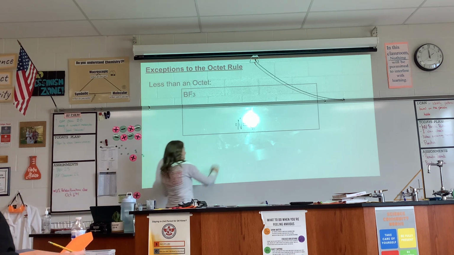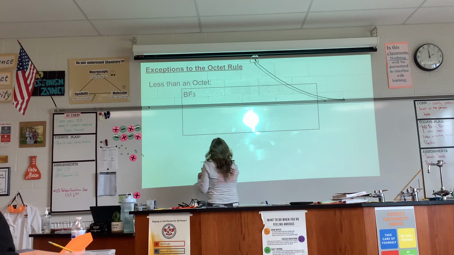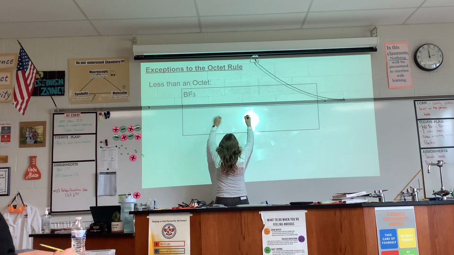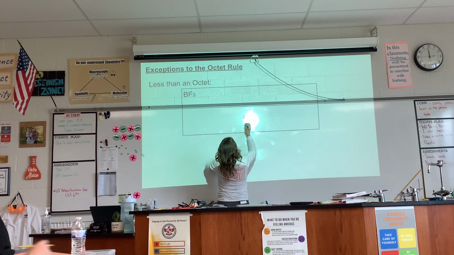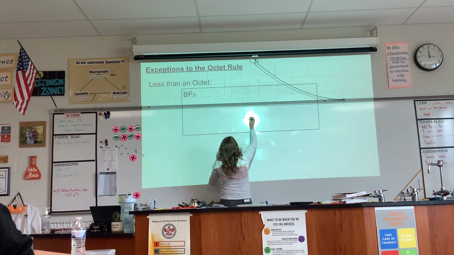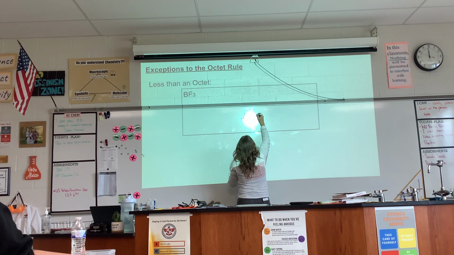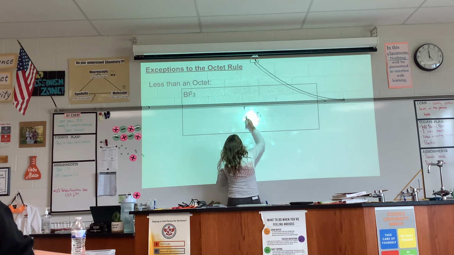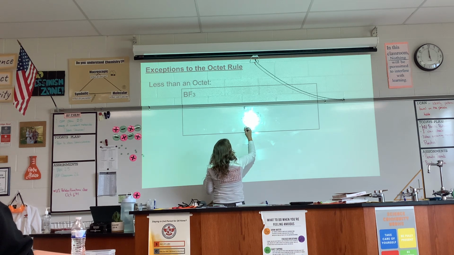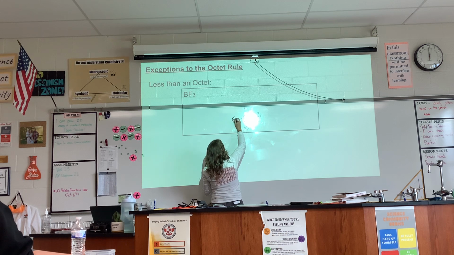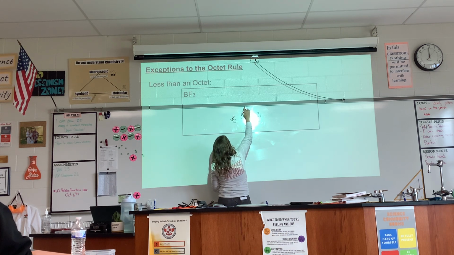Okay, here's another example where it just doesn't get an octet, but you'll see this one even works out, it just kind of ends. So boron, how many does it come to the party with? 3. So 1, 2, 3. Fluorine comes with 7. Let's put my dot below. 1, 2, 3, 4, 5, 6, 7. 1, 2, 3, 4, 5, 6, 7.